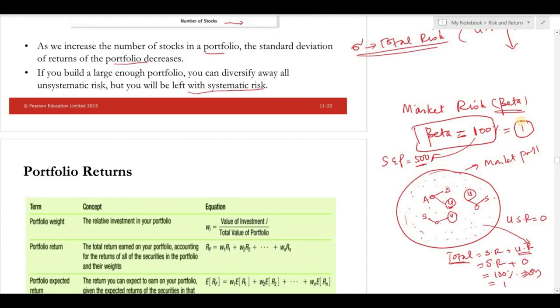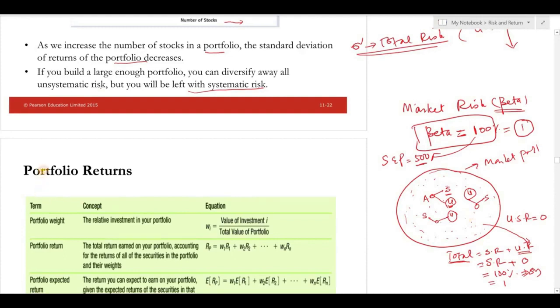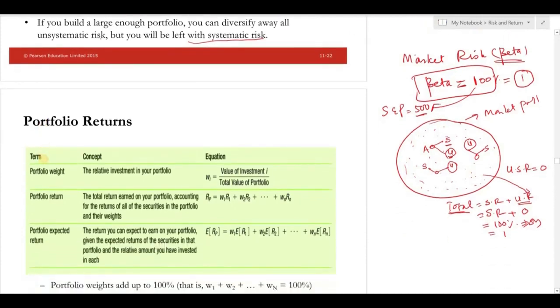Then we have a discussion of stock betas. So some stocks might be more risky than the market. We will discuss in more detail in the coming slides, okay? Because at this time it won't be easy to understand.